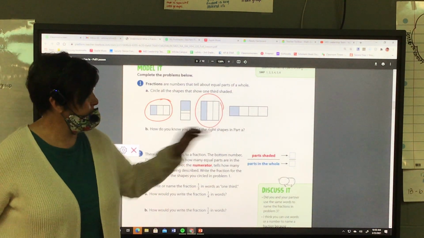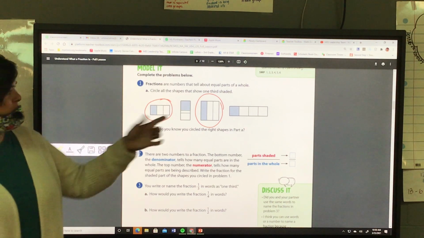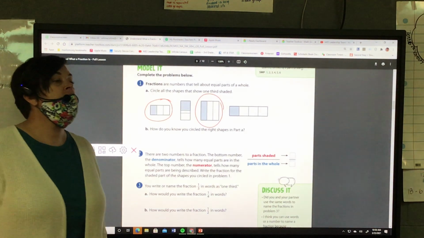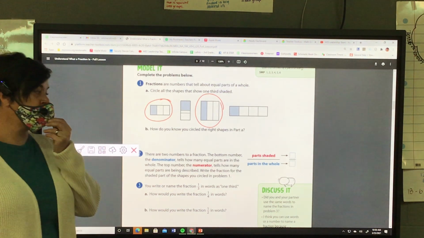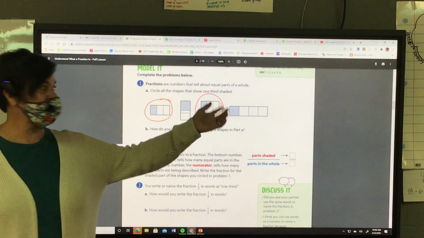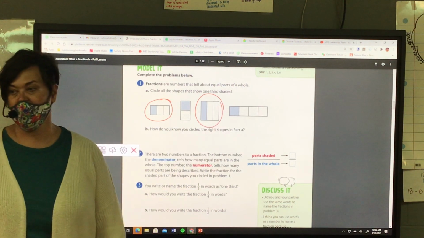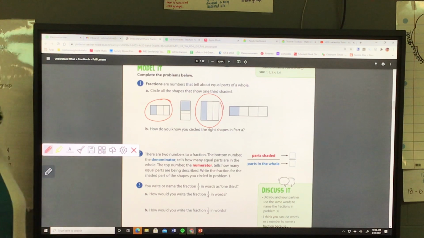What about this one? No. But there's 1 part shaded. But there's 4 parts. Oh, you're right. There are 4 parts. I can't circle that because that's not 1/3, is it? That one's actually 1/4. Okay.